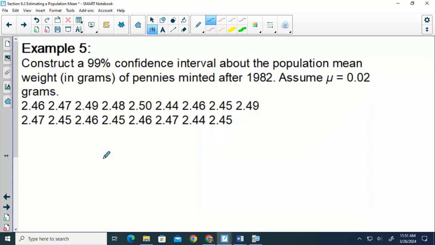Alright, let's try another one. This one, same question, but I'm asking you to do a 99% confidence interval. So let's do it both by hand and on the calculator and compare. The mean is the same, right? We had the same, what was our mean on the last one?